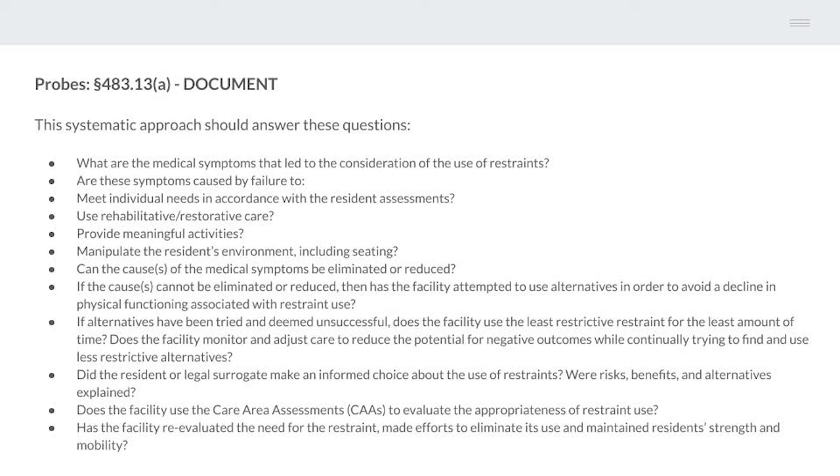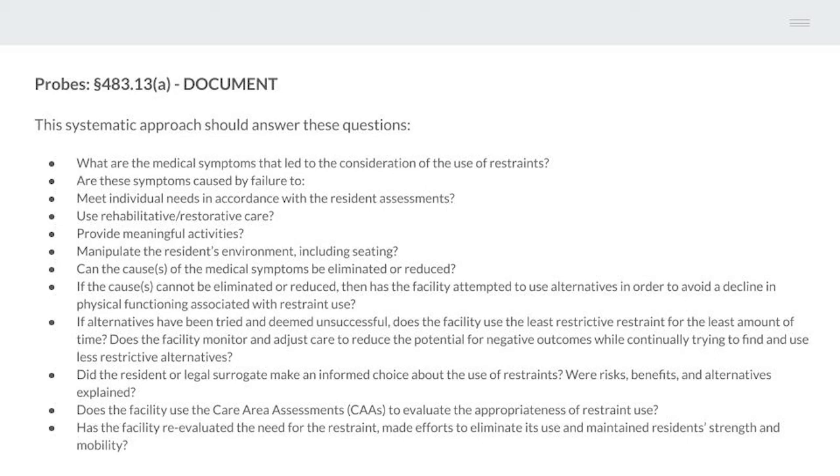If the cause cannot be eliminated or reduced, then has the facility attempted to use alternatives in order to avoid a decline in physical functioning associated with restraint use? If alternatives have been tried and deemed unsuccessful, does the facility use the least restrictive restraint for the least amount of time? Does the facility monitor and adjust care to reduce the potential for negative outcomes and continually try to find and use less restrictive alternatives?